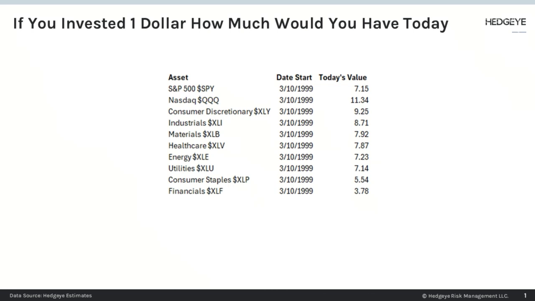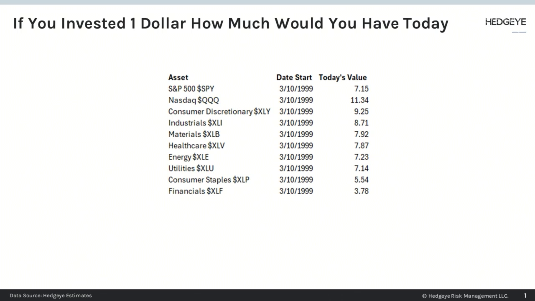So we'll go to the first one. So this is very basic. The S&P 500 is at the top. Basically, all I did was, let's say you had $1, and then you invested it into only the S&P 500.